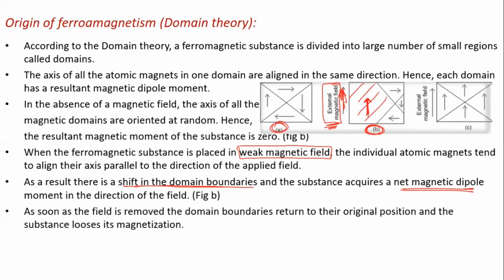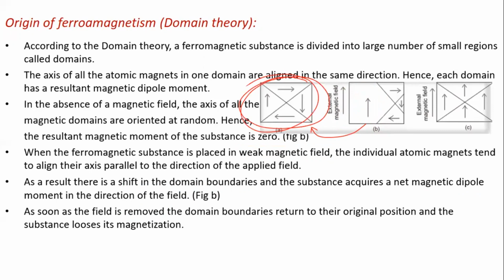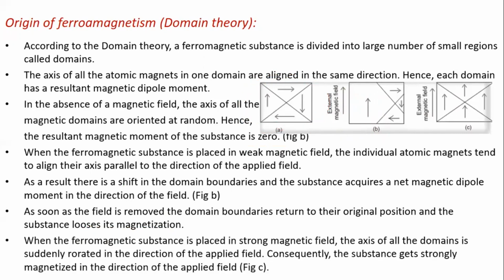As soon as the field is removed, as we remove the magnetic field, domain boundaries return to their original position. Means we get a similar picture again. So we get this type of picture when we remove the magnetic field, and the substance loses magnetism.